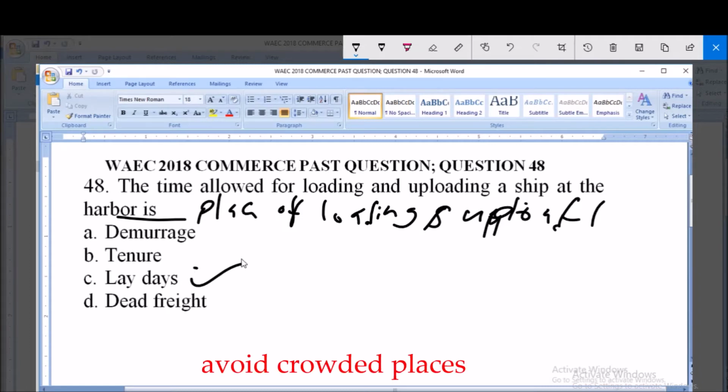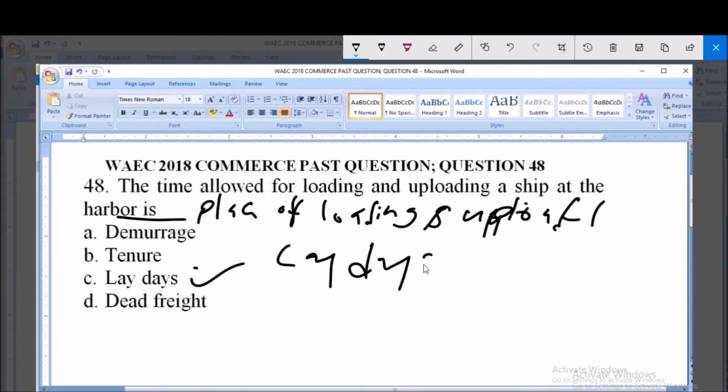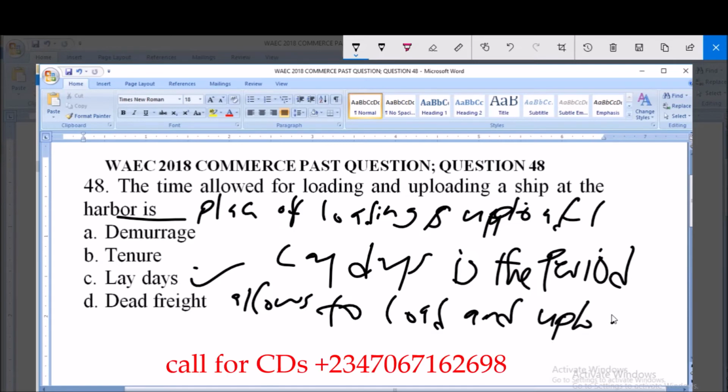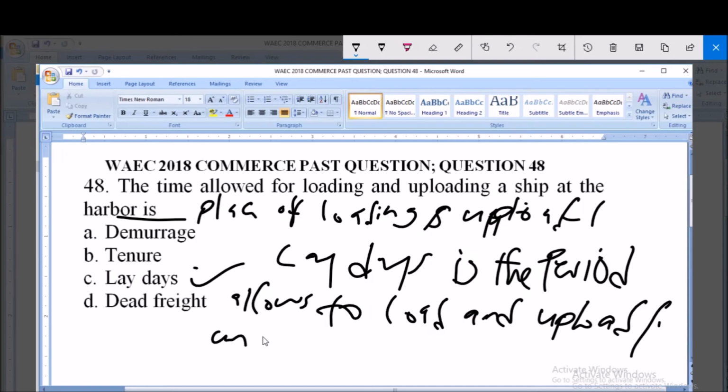That is the time, the period. I want to talk of lay days. Lay days is the period, could be period or time, time allowed to load and upload or unload a ship. So that is what we mean by lay days.